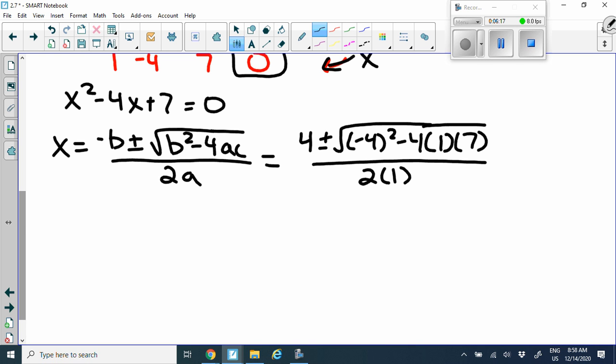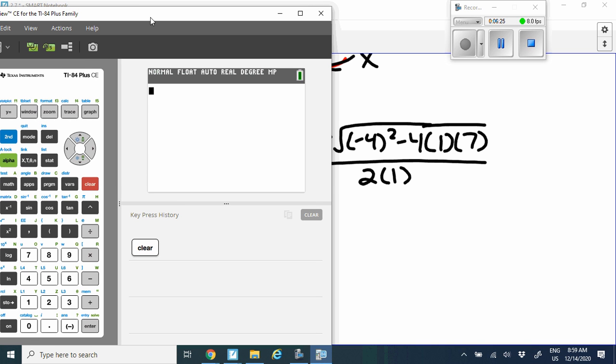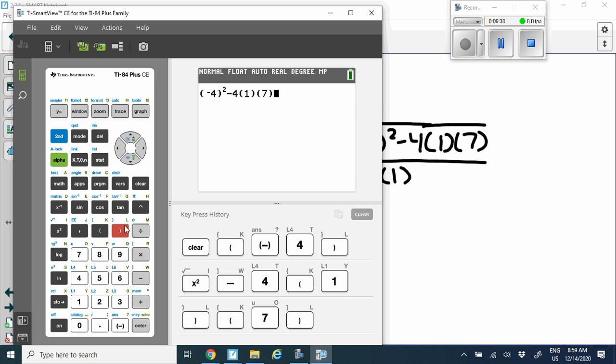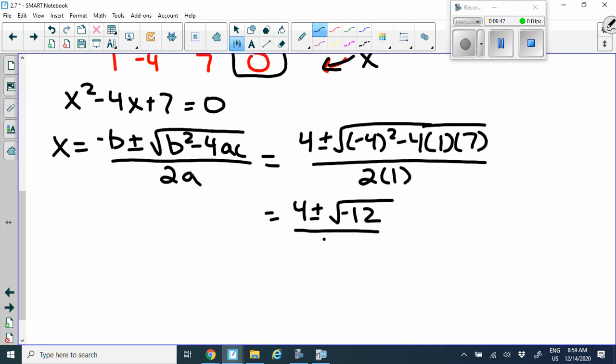Now don't forget, we want to plug what is underneath the square root into our calculator. Okay, so we have negative 4 squared, which is of course 16, but we will still plug that in there. Squared minus 4, then times 1. And notice I'm not putting the square root sign, I'm just plugging in what is underneath. I get negative 12. Okay, so I have 4 plus or minus square root of negative 12 all over 2.